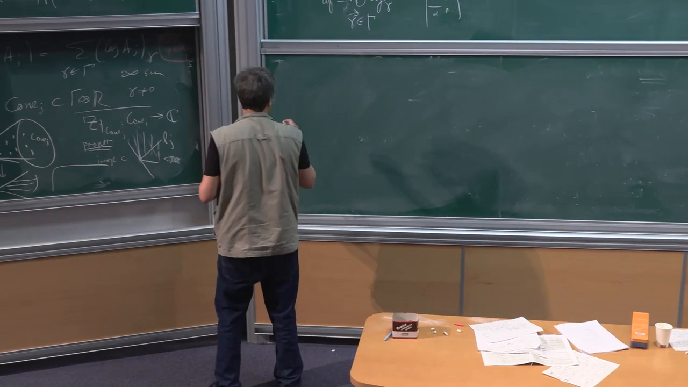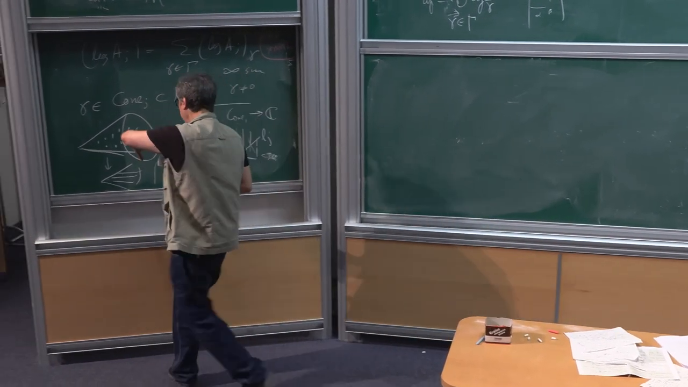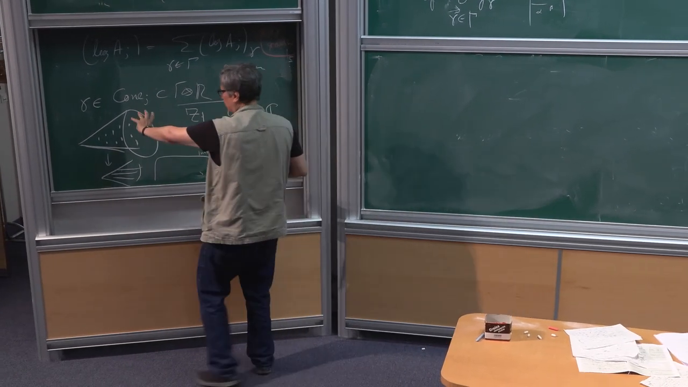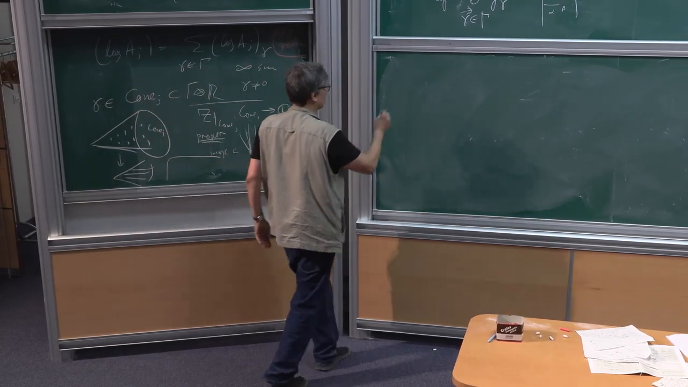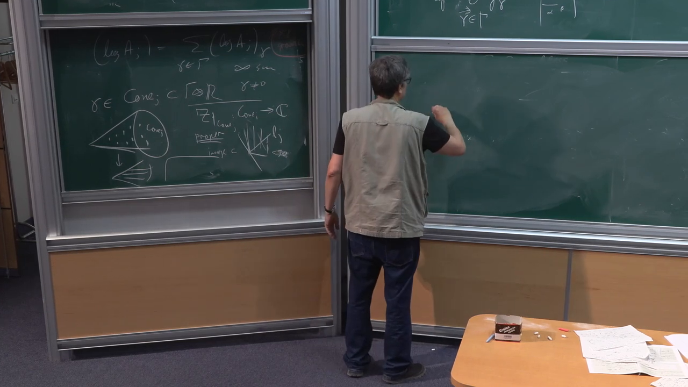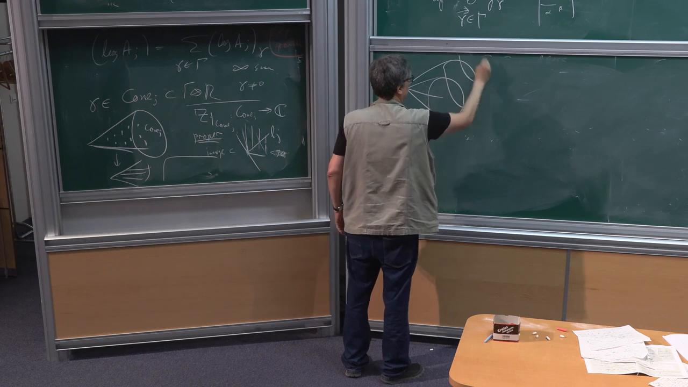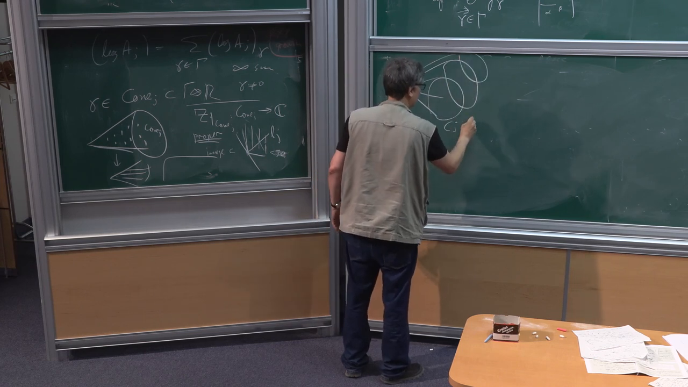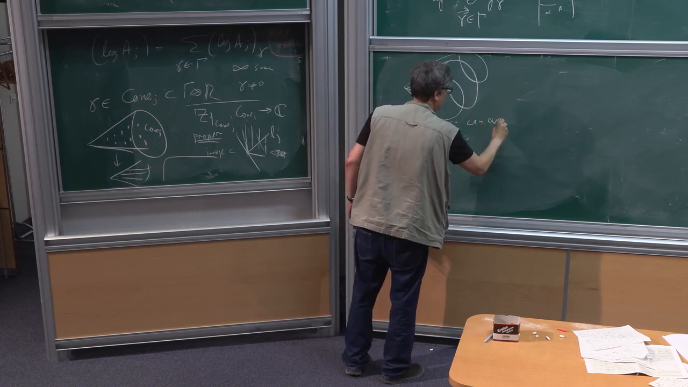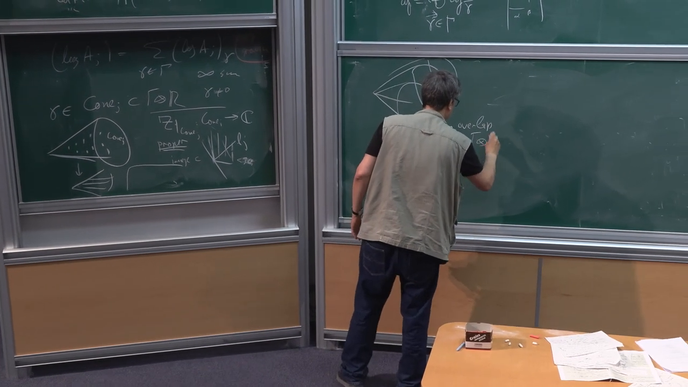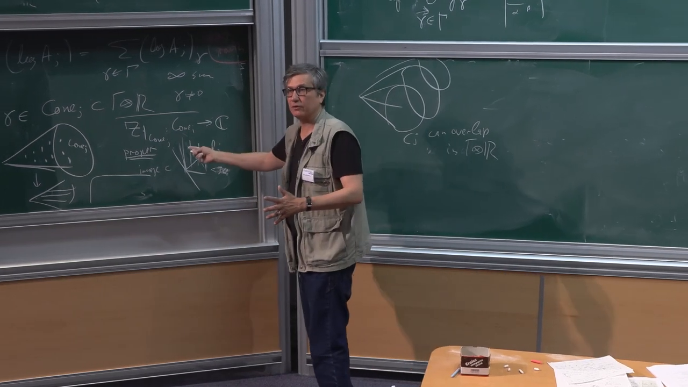So what happens geometrically? We get just a finite collection of cones in a high dimensional lattice, and these cones can overlap in gamma tensor R, and their projections can also overlap.